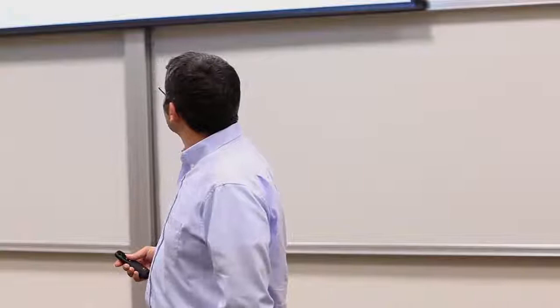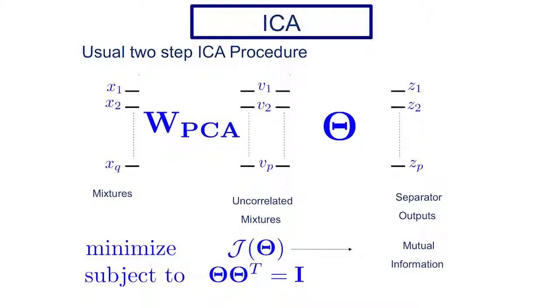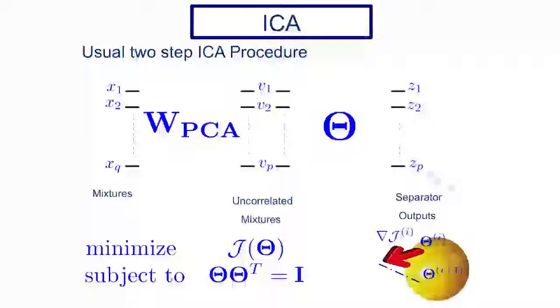And how do you do that? You formulate it as an optimization problem where you try to minimize a cost function which measures the dependence among the sources. We want to minimize the dependence, and the usual cost function is the mutual information, or some cost functions basically obtained by approximating or changing the mutual information. Of course, you have the constraint that this matrix is a unitary matrix, so that you remain in the uncorrelated domain.